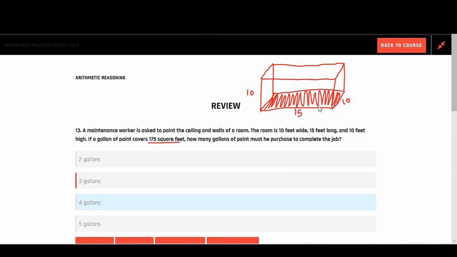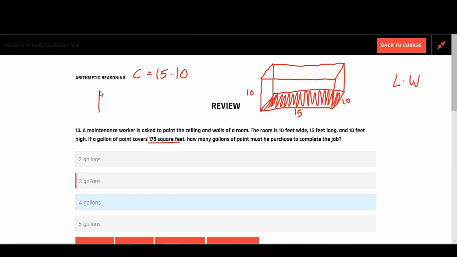And we can see that the ceiling is the same as the floor, which is 15 feet long by 10 feet wide. So this is the ceiling, which I'm going to call C. That's going to be an area. And again, area for a rectangle is always length times width. That's going to be 15 times 10. Okay, that's the ceiling. We're not doing the floor, otherwise that would be 2.